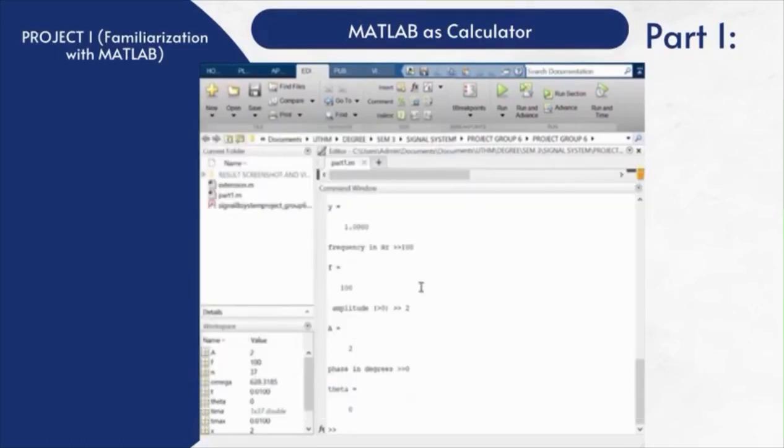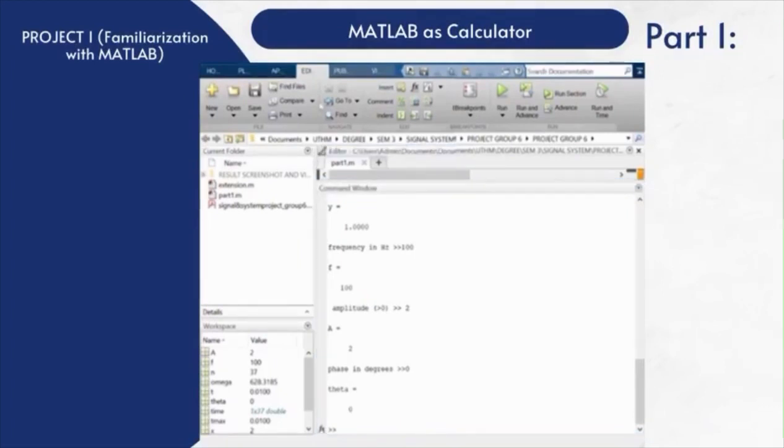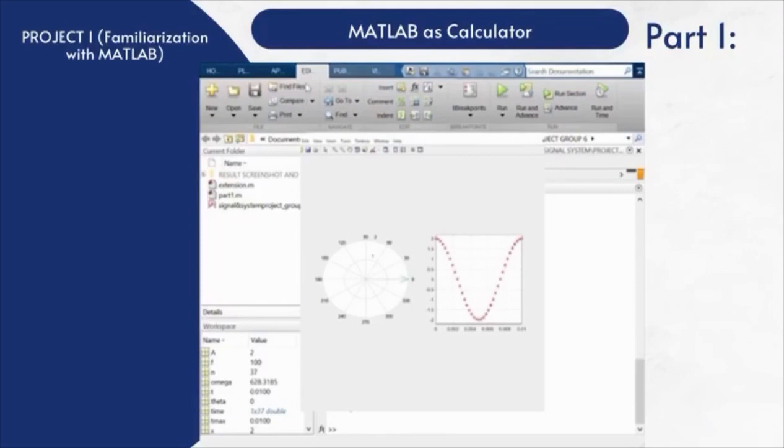After running this, we need to insert our frequency, our amplitude, and our phase, and then it will generate this figure. This is for our set 1.